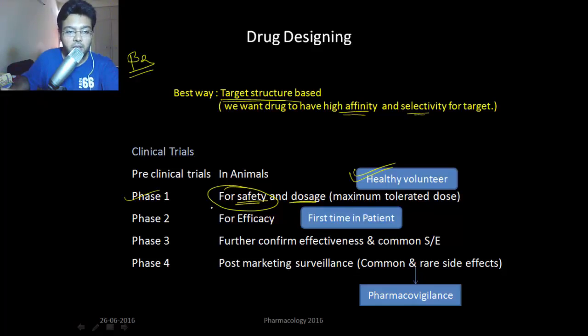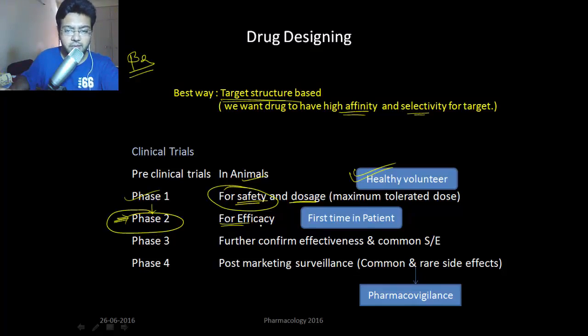Safety and dosage. Now if a drug passes phase 1, it is sent to phase 2 clinical trial for efficacy, right? Its effectivity in the patients. So phase 2 is the first landmark where the drug is tried for the first time in patients, and this is the phase where most of the drugs fail, because a drug may show positive findings in animals, may be safe and have a good dosage in healthy volunteers, but it shows no efficacy in patients, no use. Most drugs fail in phase 2.